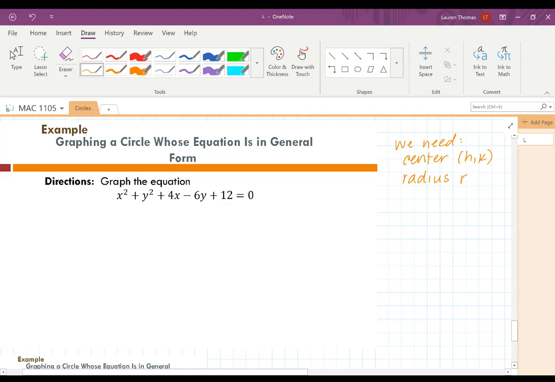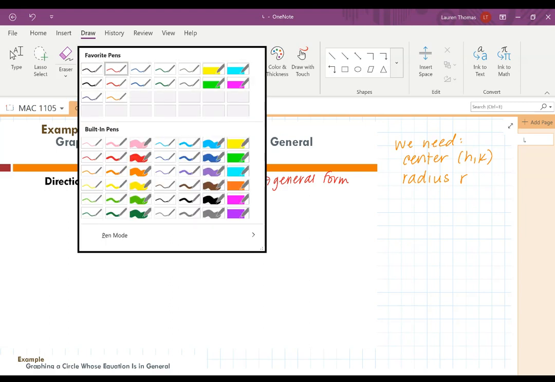Now, our problem is that this equation that we've been given, it's not in standard form. So we know if it's given in standard form, we can easily look at the equation and tell quickly what our center and our radius is. However, this equation is given to us in general form. Okay. So since it's given to us in general form, we're going to have to convert it to standard form before we are able to tell what the center and the radius is. Then once we have those two pieces of information, then we'll be able to graph it. So in order to convert this equation, we're going to have to use completing the square.